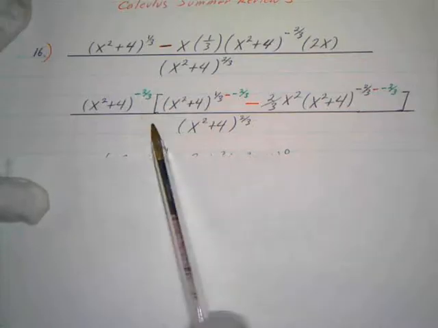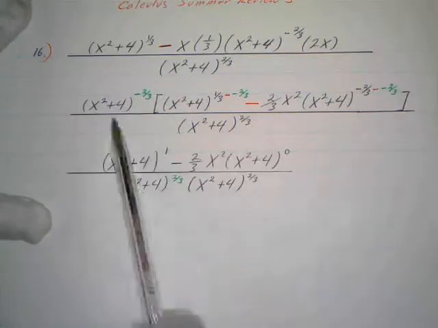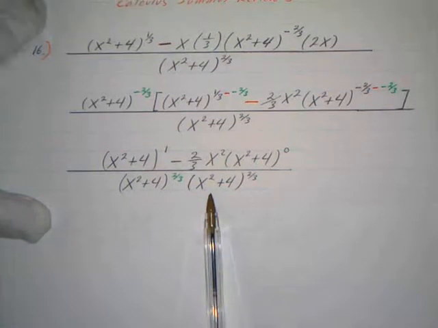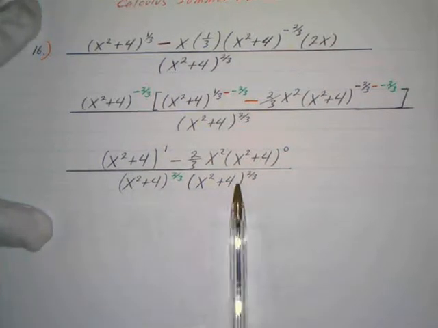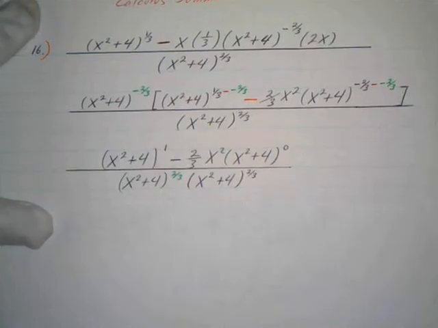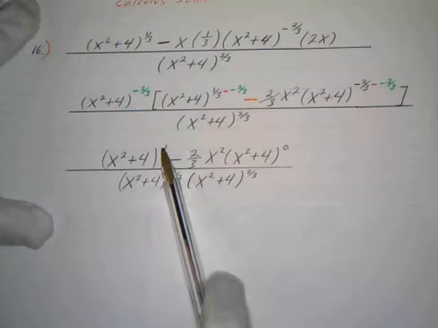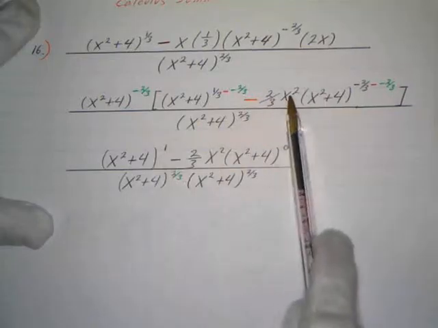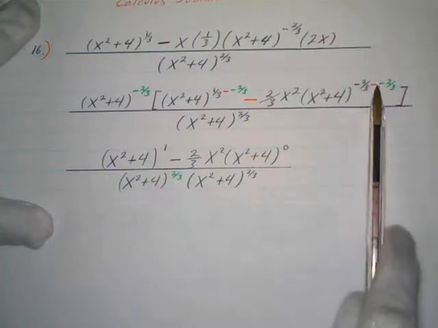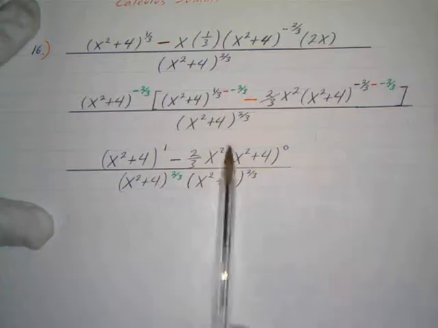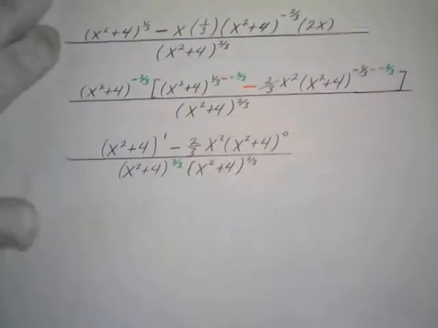Okay, now I can put this down in the bottom, which I do over here. So this becomes x squared plus 4 to the 2/3 times x squared plus 4 to the 2/3. So I'm going to be able to combine those and simplify that. And 1/3 plus 2/3 is 3/3, so that's just 1. And this is 2/3 x squared. And then negative 2/3 plus 2/3 is 0. Anything to the 0 power is 1, so this is just 2/3 x squared.